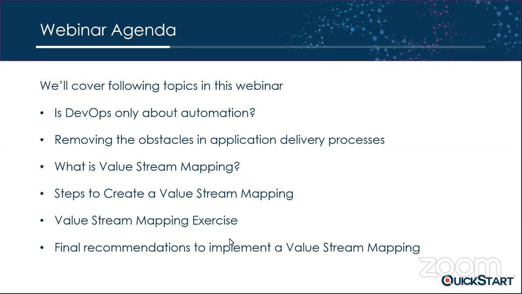We'll see how much time we will be improving, because the word time is a keyword for DevOps. Sometimes in traditional management, we usually use cost, scope, and other elements. However, for DevOps, time is the keyword. And the final recommendation to implement value stream mapping will close the presentation.